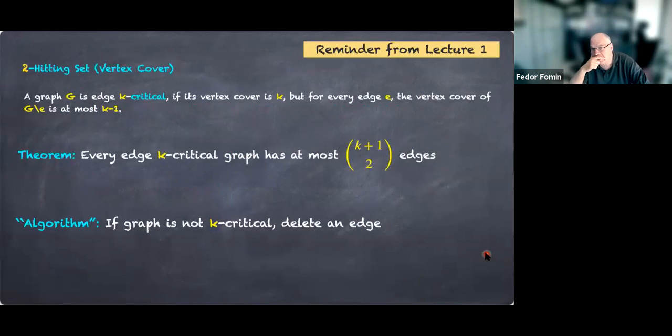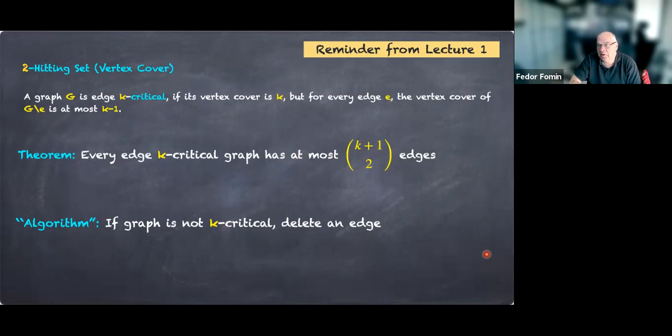And a reminder: when we spoke about Bollobás lemma, one of the first examples I gave was about k-critical graphs. A graph is k-critical if it has vertex cover k, but for every edge, if I delete this edge, then the vertex cover of the graph becomes k minus 1. And every k-critical graph has at most k plus 1 choose 2 edges. This is what we proved.